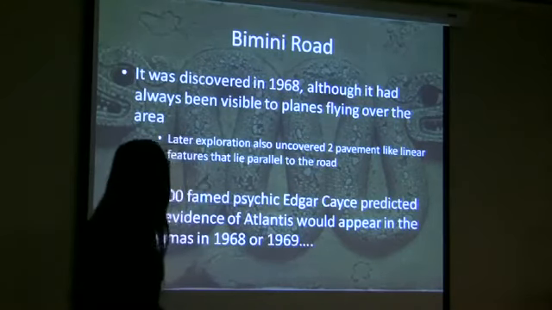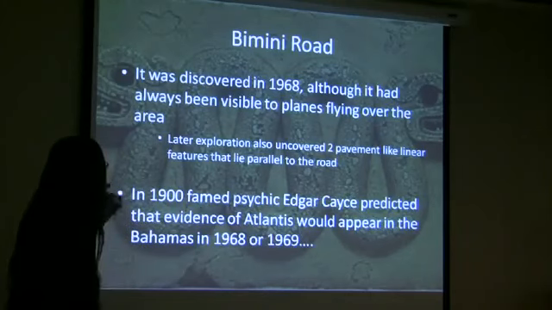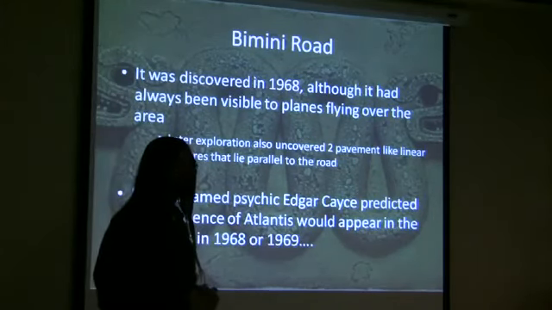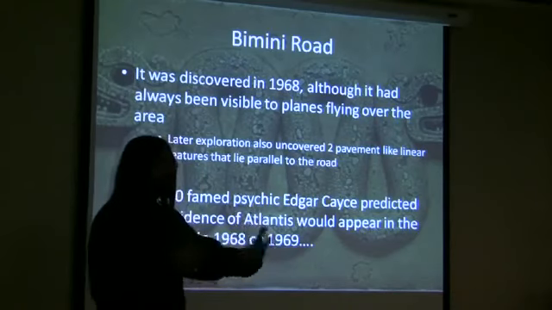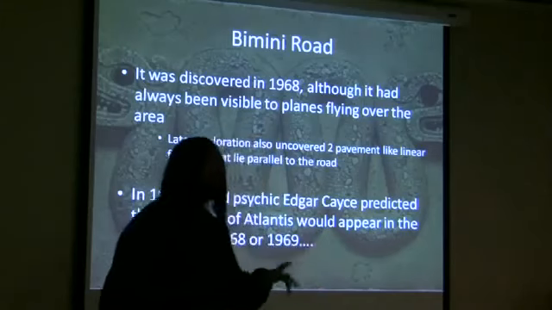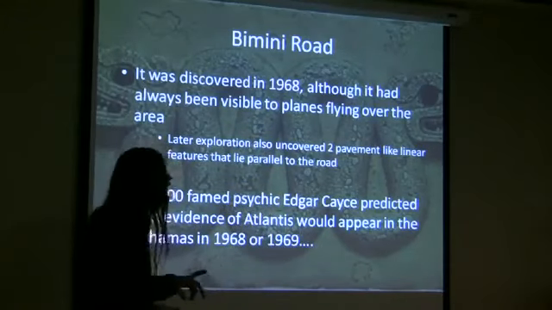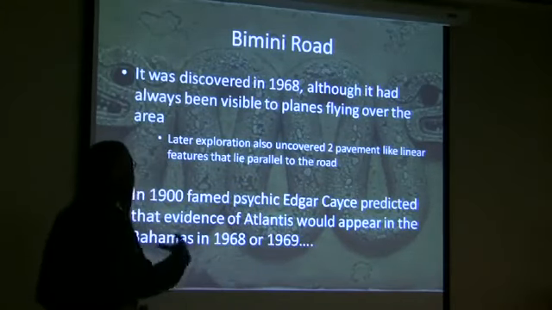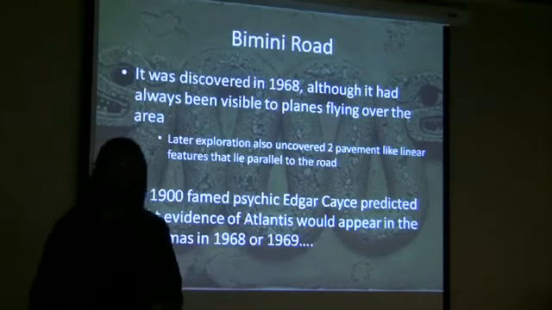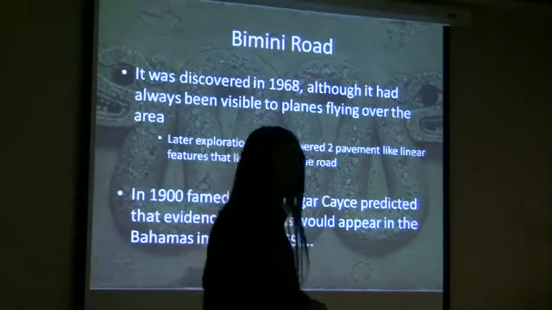The interesting thing behind Bimini Road, this became famous because in the year 1900, the famed psychic Edgar Cayce, remember hearing about Edgar Cayce, the sleeping prophet? He would go into a trance into the astral, the Akashic records, and make all kinds of predictions. He made a very curious prediction. In 1968, he said evidence of Atlantis would appear and it would be found in the Bahamas in 1968 or 1969. So he said that in the year 1900.